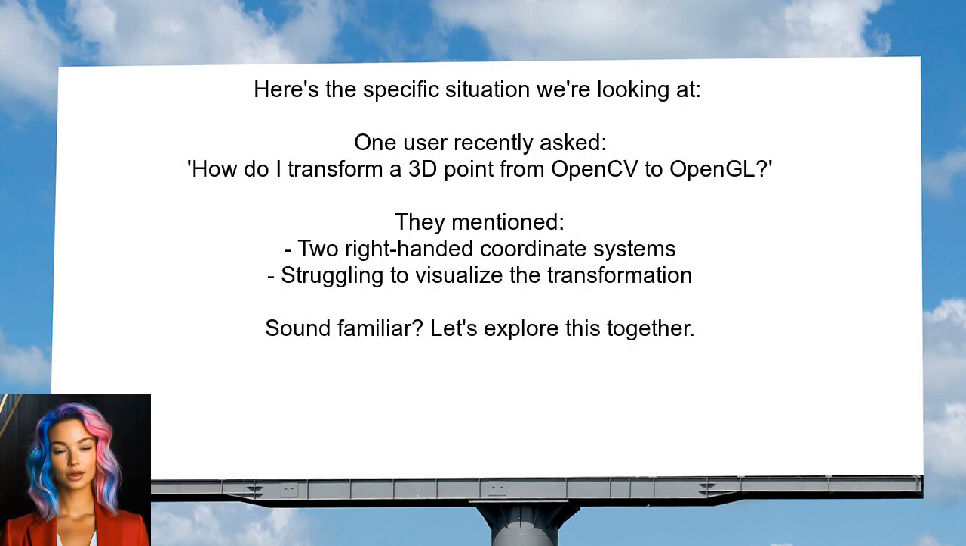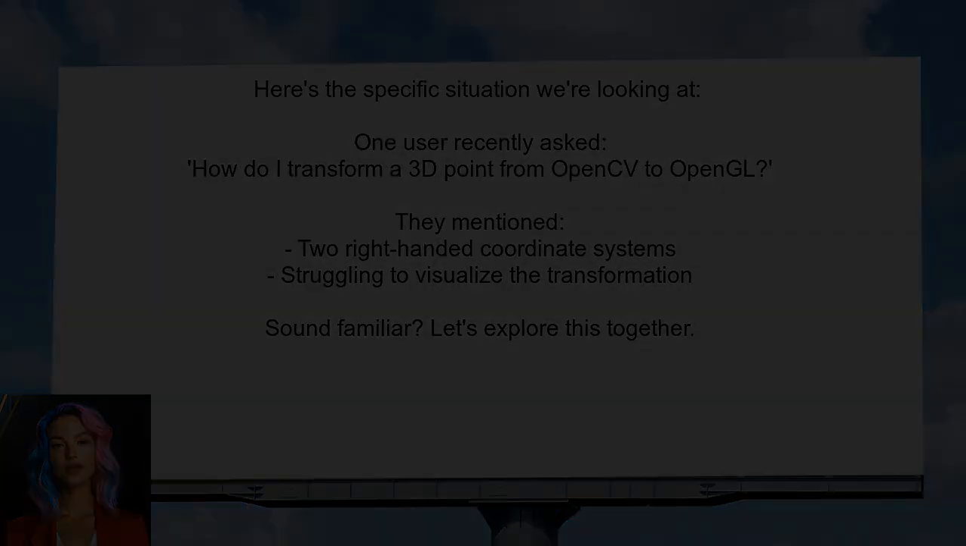Here's the specific situation we're looking at. One user recently asked, "How do I transform a 3D point from OpenCV to OpenGL?" They mentioned that they have two right-handed coordinate systems, and they are struggling to visualize the transformation. Sound familiar? Let's explore this together.